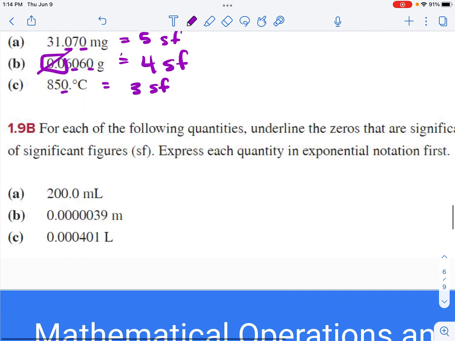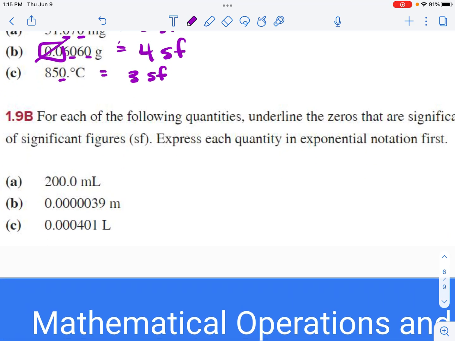Okay, so stop the video and try these 3. Write them down first: 200.0 milliliters and 0.000005039 meters and 0.000401 liters. You try first and then restart the video.